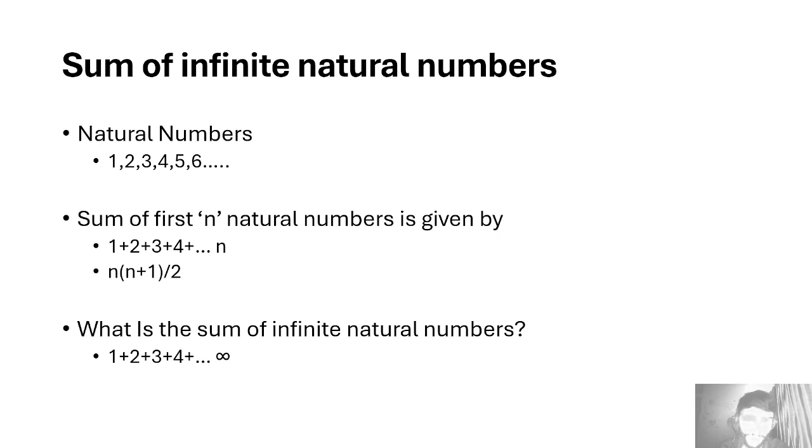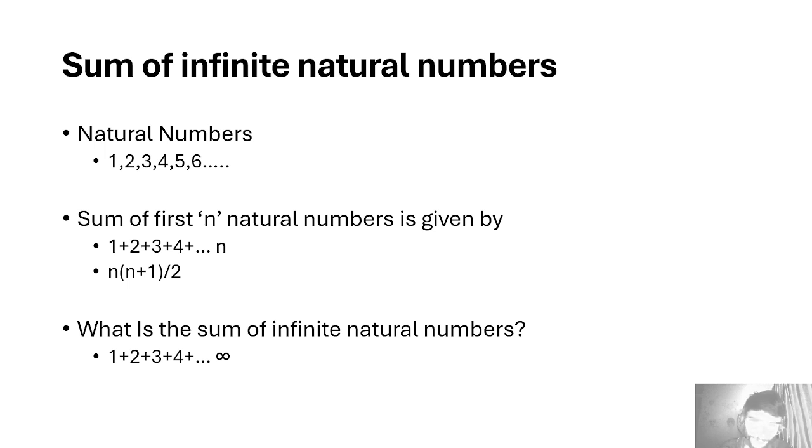So first we'll start with the proof given by Sir Ramanujan. He has said and proved that the sum of infinite natural numbers is negative 1 by 12, and let's see the proof step by step, how he arrived at that conclusion.